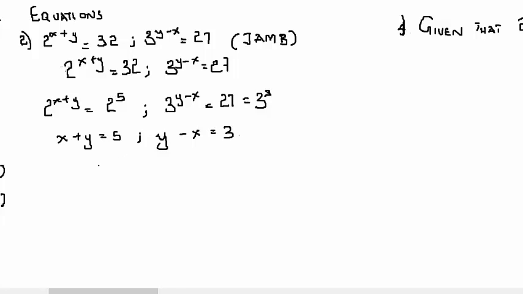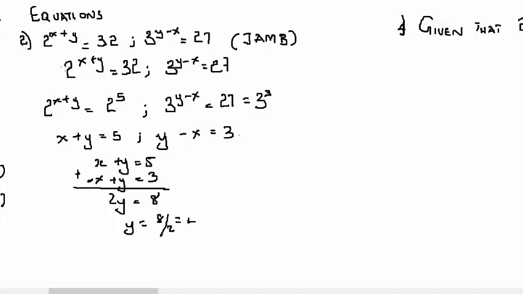Let's solve simultaneously. x plus y is equal to 5, and I have minus x plus y is equal to 3. It's still the same thing as saying y minus x. Now in this case, since we already have a minus sign here, let's just add. The reason why I'm adding is because x plus minus x is the same thing as x minus x, which is 0. So x has been eliminated. Now y plus y gives me 2y is equal to 5 plus 3, which is 8. So my y becomes 8 over 2, and my y becomes 4.